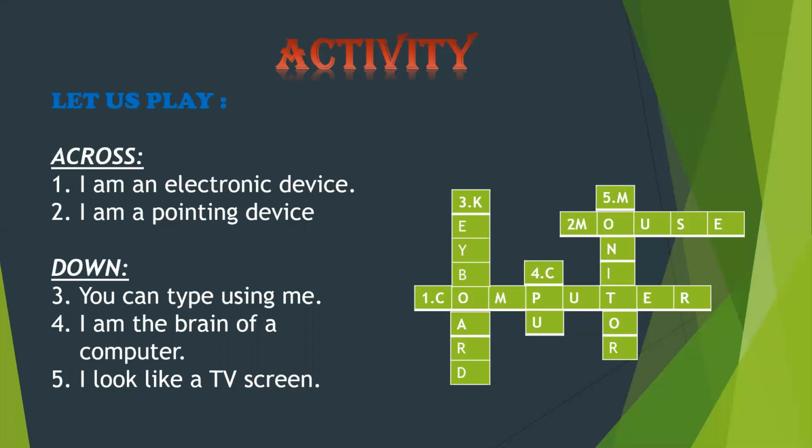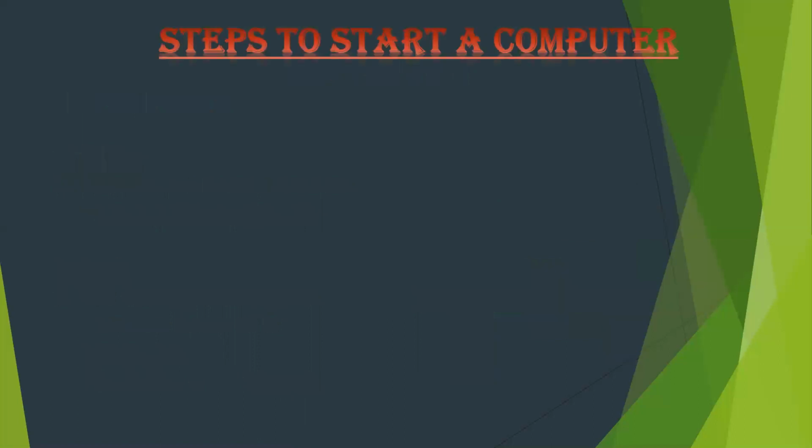Now the third one, you can type using me. So can you tell me, children, which part is used for typing? Yes, it is keyboard. K-E-Y-B-O-A-R-D, keyboard. Next one is, I am the brain of the computer. So which part is brain of the computer? CPU. Yes, right. I look like a TV screen. So which part looks like a TV screen, children? Yes, it is monitor. M-O-N-I-T-O-R, monitor.